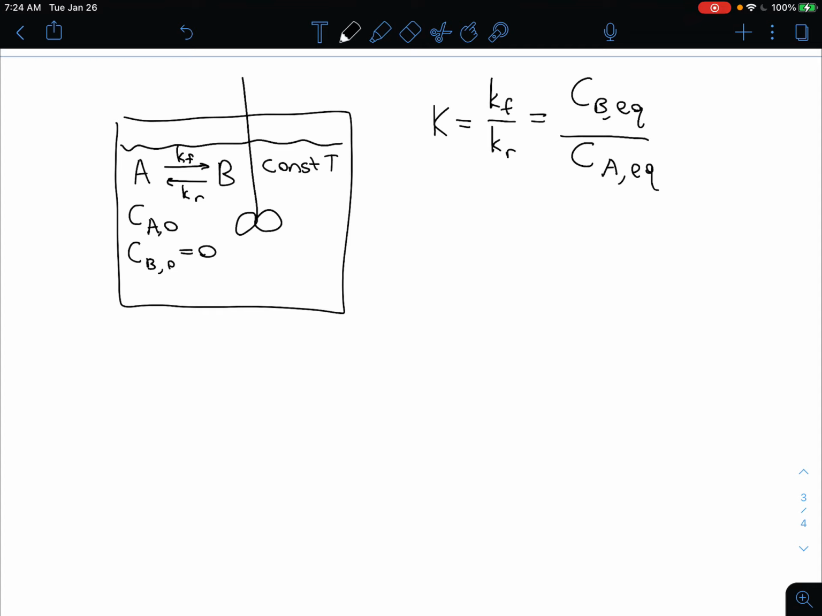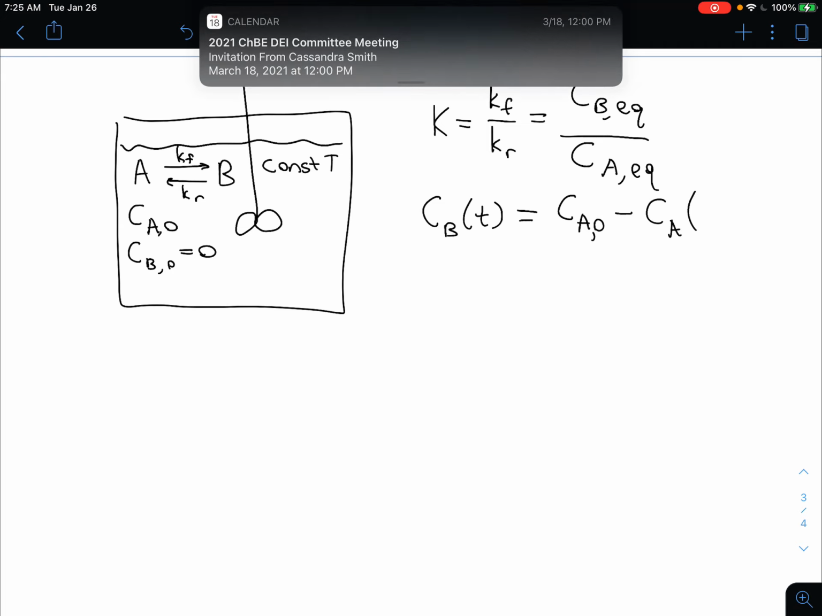The other observation that may not be so obvious to you is that whatever A is converted to B can be constrained by just an overall mole balance, right? So in simple terms, we can say that Cb at any time t, I'm going to say Cbt, is going to equal Ca naught, the initial amount of A, minus Ca at any time t.